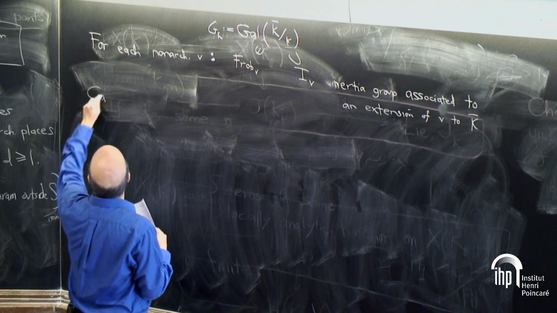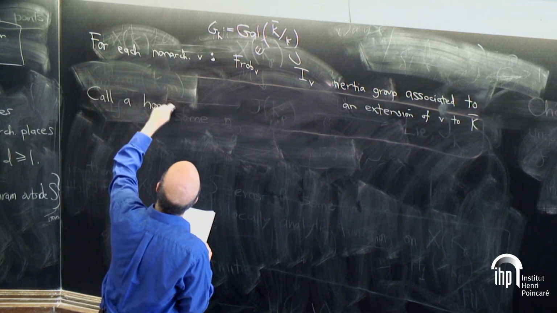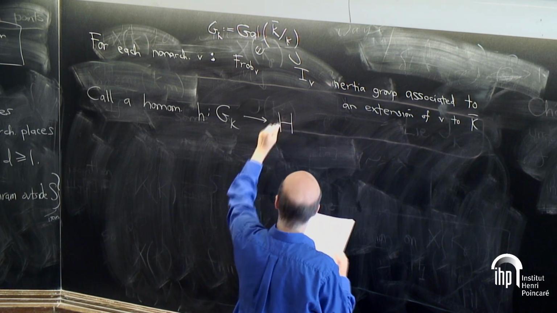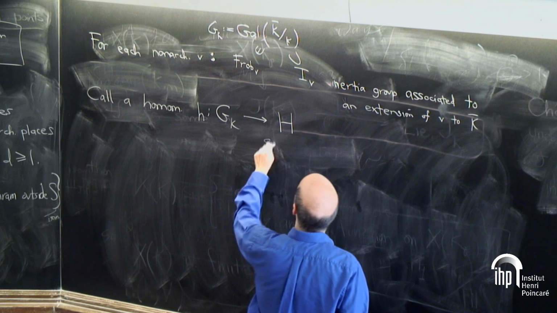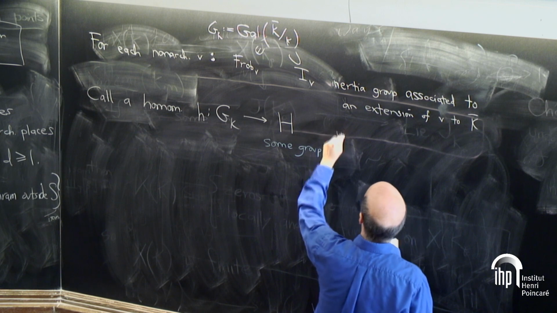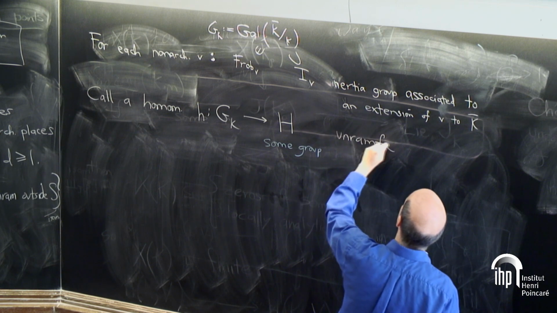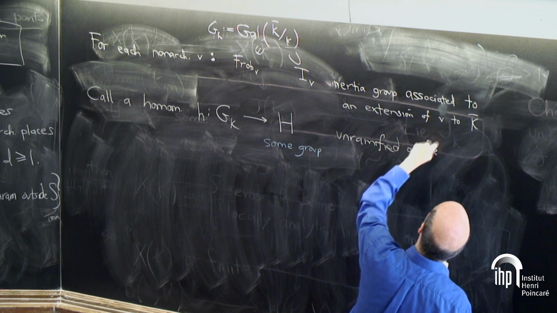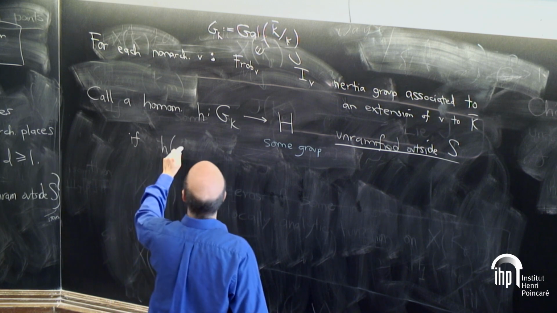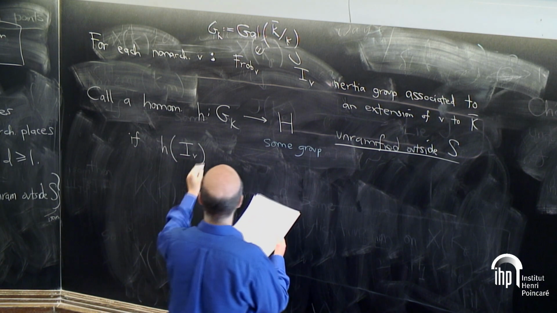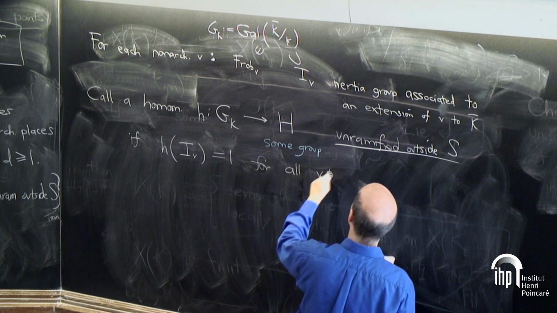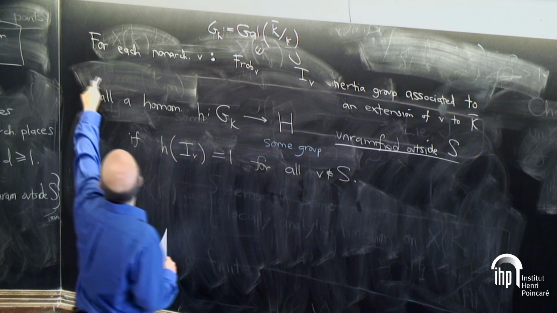All right, and then if I have a homomorphism from this absolute Galois group to some other group H, where H is just some group, then I'll call this unramified outside S. That means that all the inertia groups are mapped to 1. That should hold for all v outside S. Okay, so that's the definition.